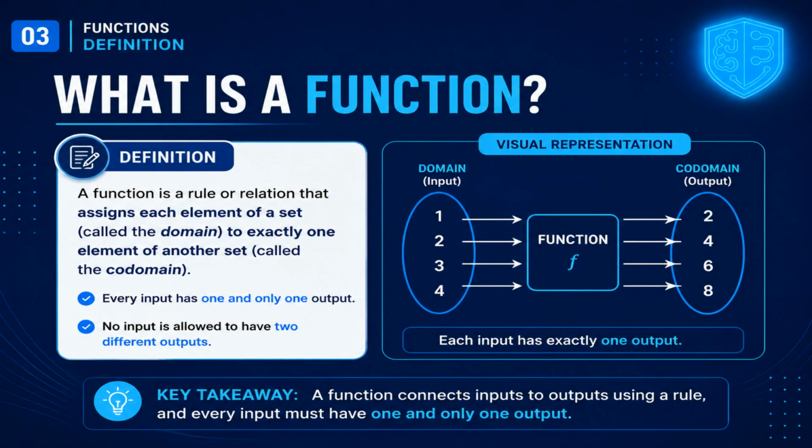A function is a rule that assigns each element of a domain to exactly one element of a codomain. Essentially, every input must have one and only one output. If an input maps to two different outputs, it is not a function.